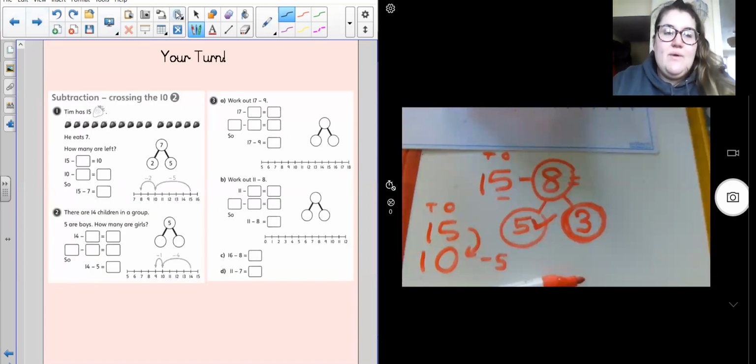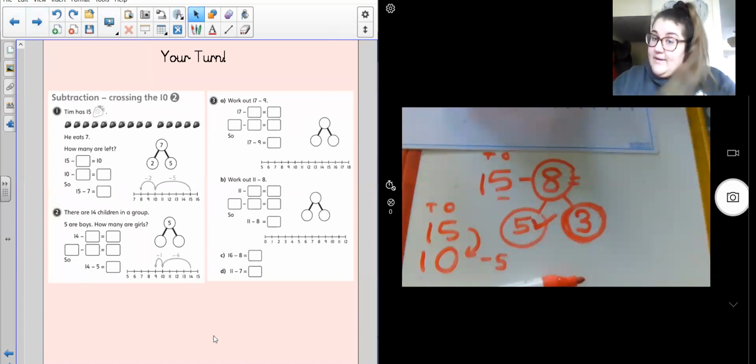So it is now going to be your turn, and I really want you to try and have a go at this using the method of crossing through 10. And you've even got some support on here to help you. So number 1, Tim has got 15 strawberries. Lucky Tim. He eats 7.